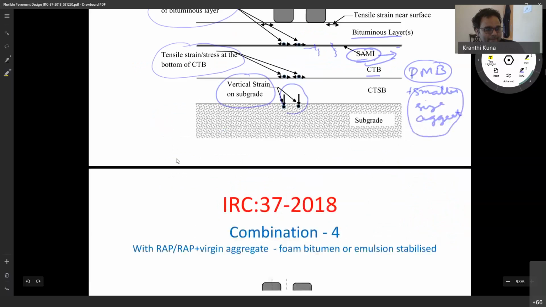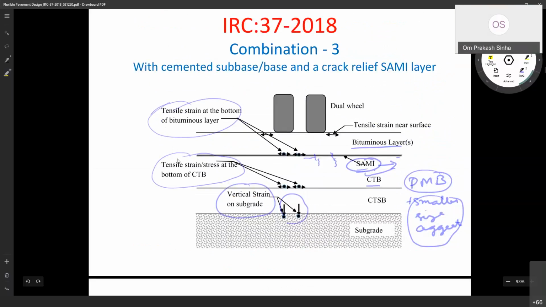Sir, is CTB the same as soil stabilization treated with cement? No. Cement treated base is different. It is more like unbound material, like granular base or granular subbase, with similar gradation, but you add cement. Stabilized soil is different. Okay, sir.